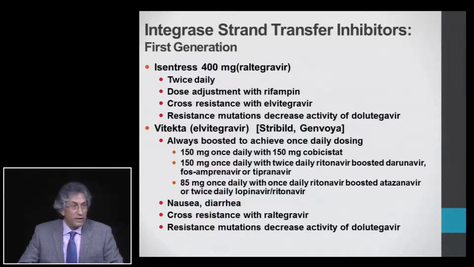So the Integrase Strand transfer inhibitors, there's 2 generations of these. These are the most commonly used strong drugs in the DHHS guidelines. The first one licensed is called Isentress, or generic raltegravir. It's a very good and potent and rapidly acting drug. It's twice daily, and people are not that thrilled about twice daily medicines now, since so many can be once daily. It needs a dose adjustment with rifampin.